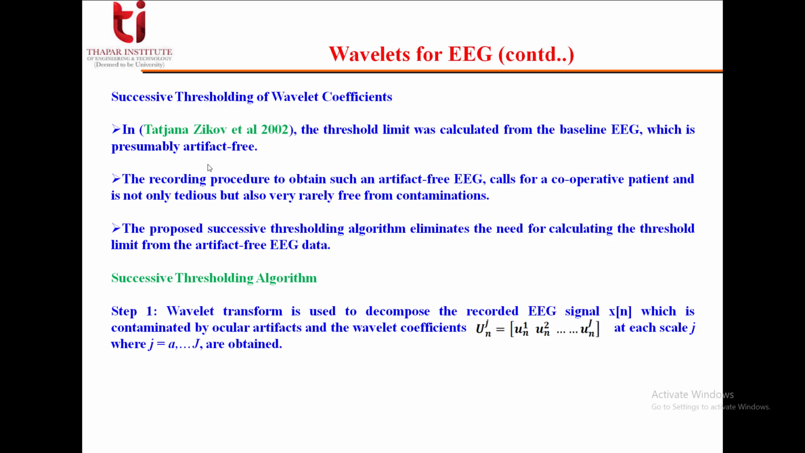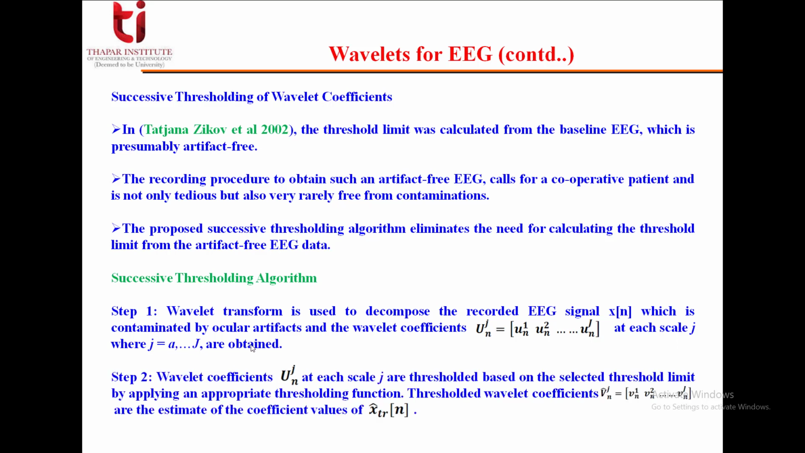In step 1, the wavelet transform is used to decompose the recorded EEG signal, let's say x(n), which is contaminated by ocular artifacts that are mainly related to eye variations. We have already seen these kinds of artifacts present in the EEG signal and the wavelet coefficients. These wavelet coefficients we represent by capital U_j, a vector at each scale j, where j goes from 1 to capital J. Then in step 2, we threshold these coefficients at each scale j based on the selected threshold limit by applying an appropriate thresholding function. The thresholded wavelet coefficients, which we represent by V cap n_j, again a vector, are the estimate of the coefficient values of X cap Tr n.